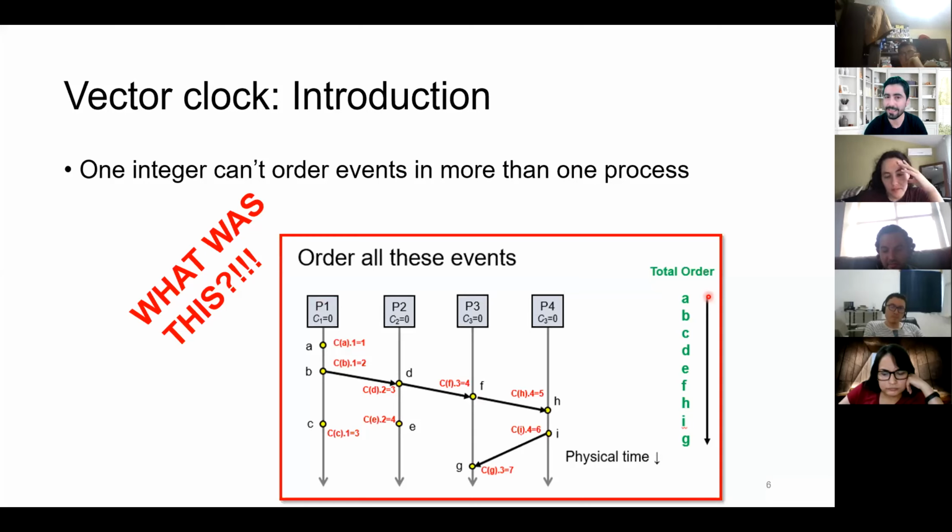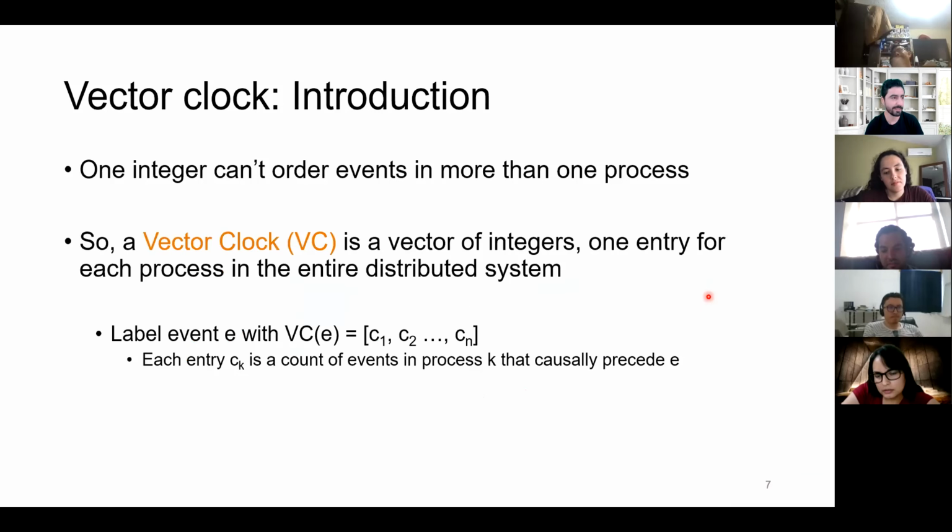But still, this is slightly different from when we are talking about complete causality. Just remember that the Lamport clock does not consider complete causality of events. So that's why we're going to talk about the vector clock. What is a vector clock? A vector clock is a vector of integers, one entry for each process in the entire distributed system. So it's more or less the same thing that we were doing with the total ordering, but slightly different.